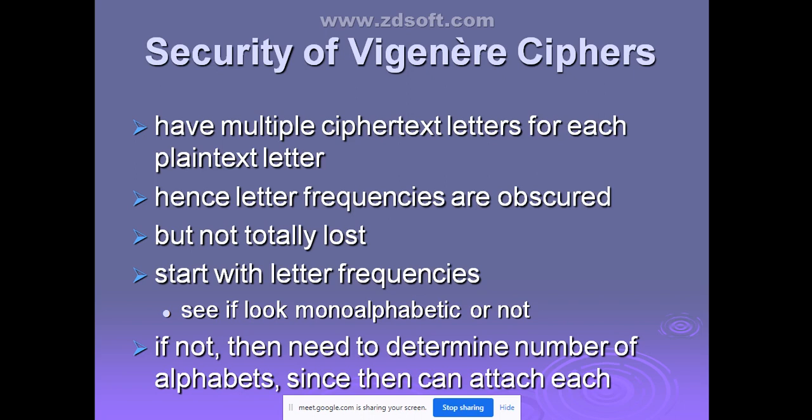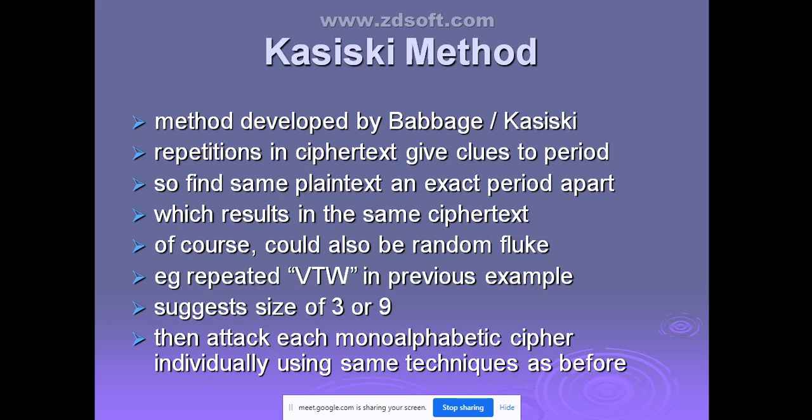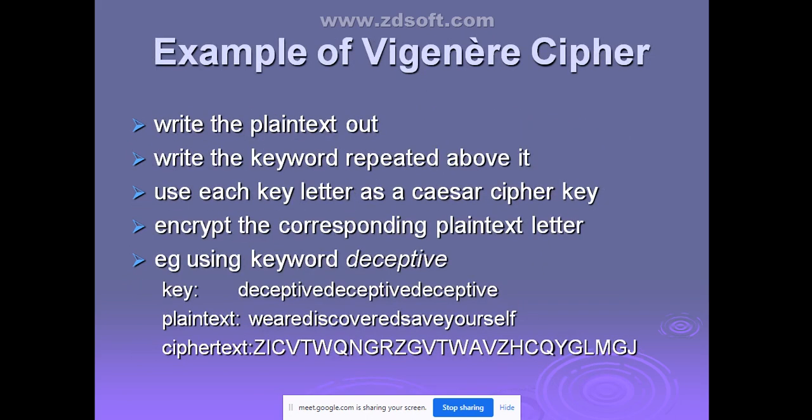Now we will see the security of the Vigenere cipher. If you are using the Vigenere cipher, how much security is it going to provide? It is going to have multiple ciphertext letters for each plain text letter. So you are going to get improved security compared to the monoalphabetic ciphers. But here also it is not going to provide full security. Why? Because here also we are using somewhat of a monoalphabetic technique itself.